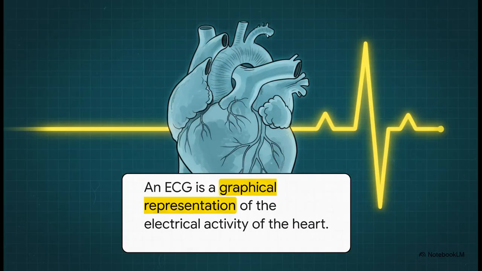So this is the key takeaway. An ECG isn't a picture of the heart muscle itself, it's a graph. It's a direct printout of the electricity flowing through the heart, plotted over time. It's literally the energy that makes it beat.